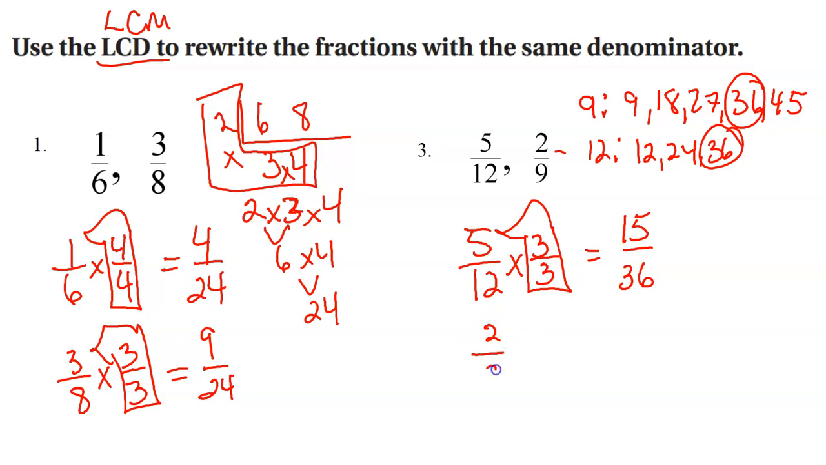So now I've got 2 9ths times some number, and I want this also to be in 36. So now I know I multiply 9 times 4, so I write a fraction 4 over 4. There's my giant 1. 2 times 4 is 8. So if you have 5/12 of a pizza, it's the same thing as 15/36. And if you have 2 9ths, it's the same thing as 8/36.